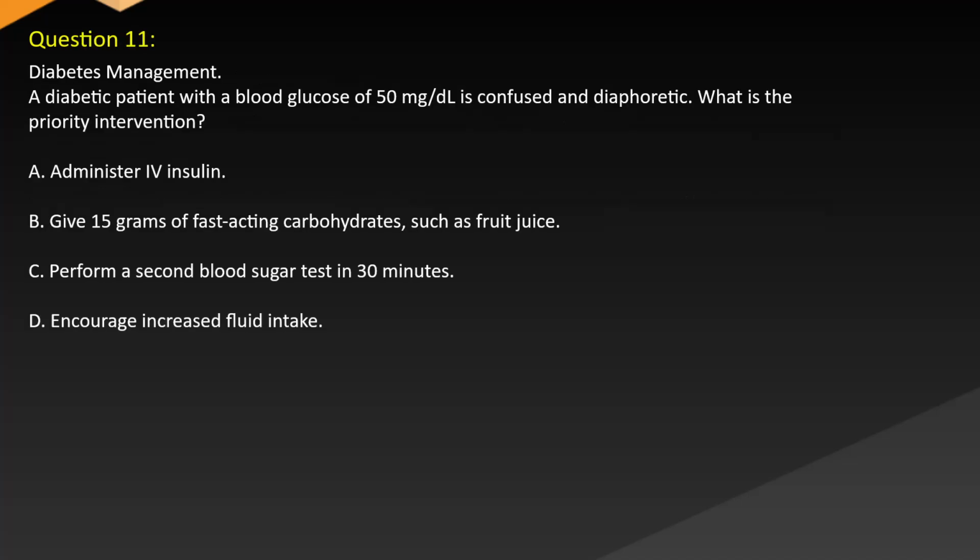Question 11. Diabetes management. A diabetic patient with a blood glucose of 50 mg/dL is confused and diaphoretic. What is the priority intervention? A. Administer regular insulin. B. Give 15 grams of fast-acting carbohydrates, such as fruit juice. C. Perform a second blood sugar test in 30 minutes. D. Encourage increased fluid intake.